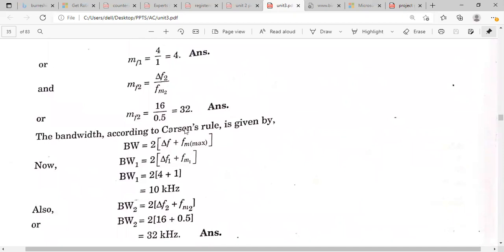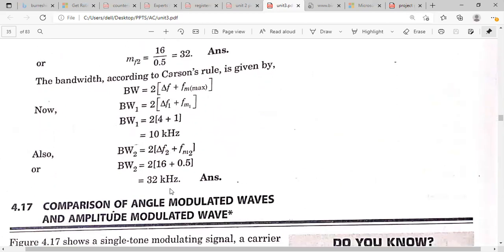And after that you have to calculate the bandwidth. What is the bandwidth? From Carson's rule, 2 into (delta F plus FM), and in the first case you put delta F1 plus FM1, and in the second case delta F2. So the bandwidth in the first case will be equal to 10 kilohertz, and in the second case it will be equal to 32 kilohertz.